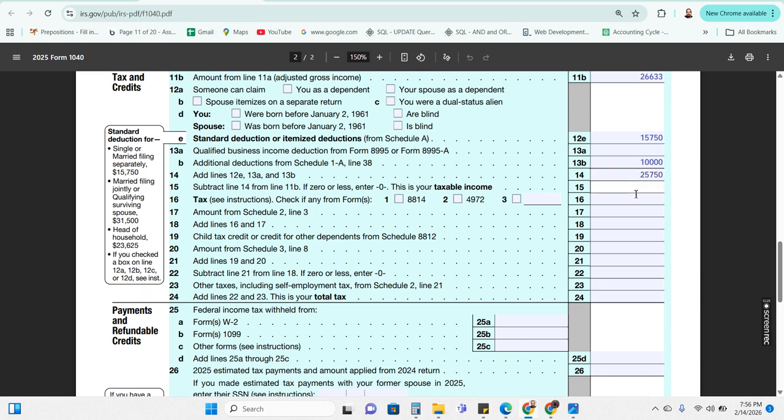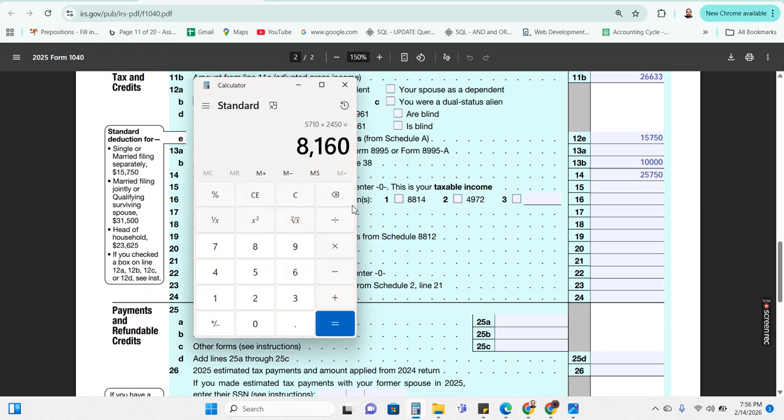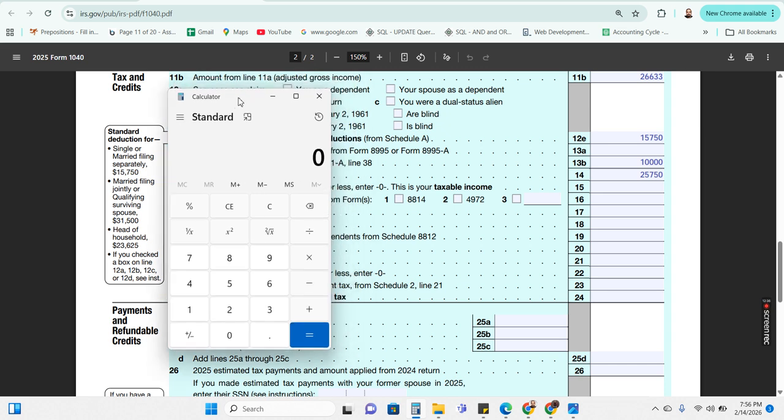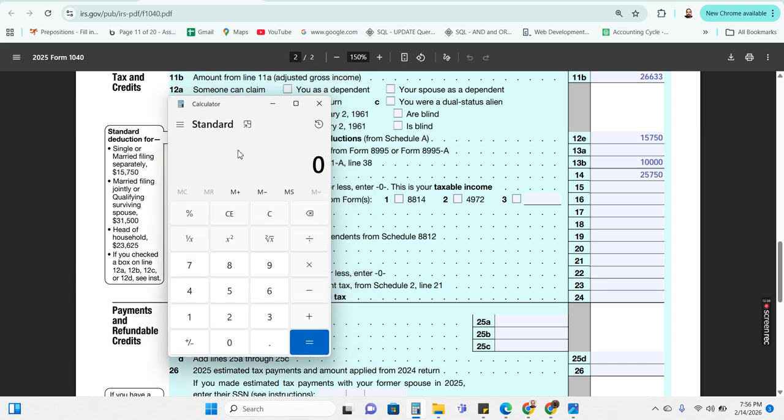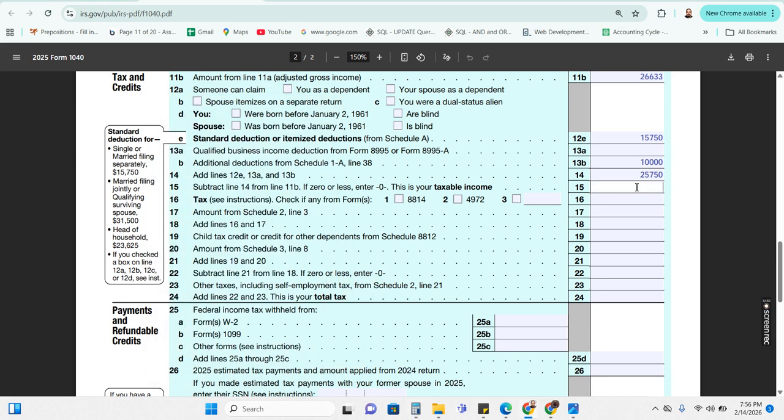Subtract line 14 from line 11B. Okay. So it means that I need to subtract 26,633 minus 25,750. 883 it is. This is your taxable income. 883 is my taxable income. Understand? I need to pay tax on this.